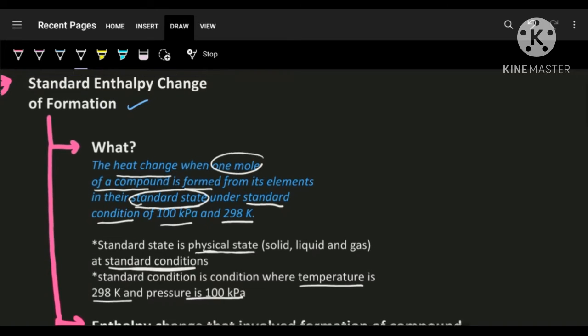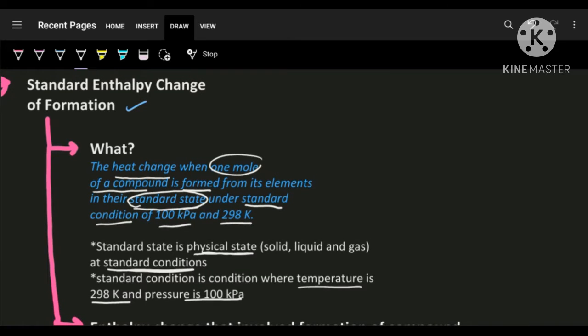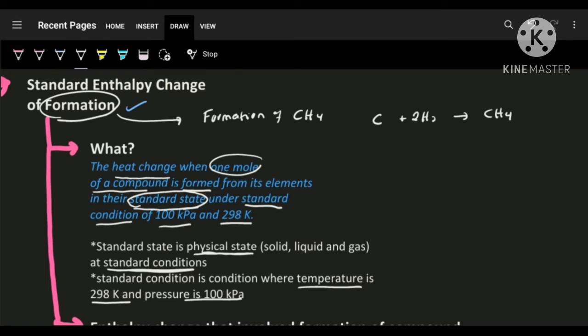Okay, so how do we identify which equation has a standard enthalpy change of formation? If you refer to the name, formation, it means that any chemical reaction that forms a product has a standard enthalpy change of formation. Okay, example: formation of methane. Carbon reacts with hydrogen gas and produces methane. Then balance the equation.